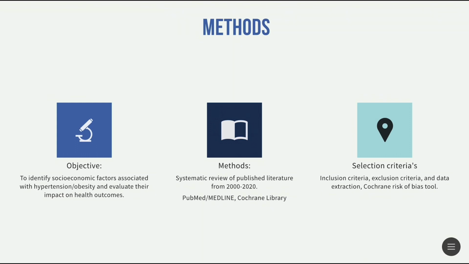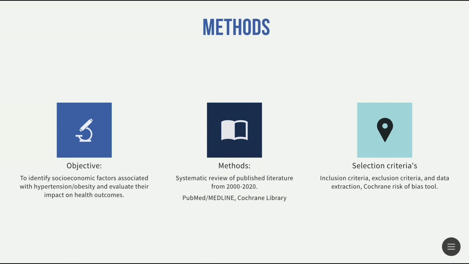A systematic search was conducted on electronic databases, including PubMed, Medline, and Cochrane Library. This comprehensive search involved using keyword and MeSH terms related to the socioeconomic factors, hypertension, and obesity. A meticulous selection process was employed to identify eligible studies. Inclusion criteria were predefined to ensure the relevance and quality of the studies. These criteria considered factors such as study design, population characteristics, and outcome measures. By adhering to strict inclusion criteria, we ensured the inclusion of studies that provided valuable insights into the association between socioeconomic factors, hypertension, and obesity.